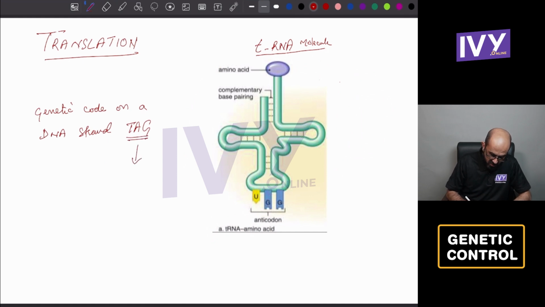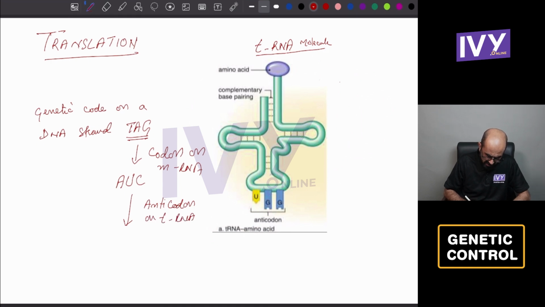So its codon on messenger RNA will be AUC. So AUC, this is on the non-transcribed strand or the coding strand. And similarly, its anticodon on the tRNA should be UAG. So against A we have U, where there's no thymine in RNA, and U against A and C against G.